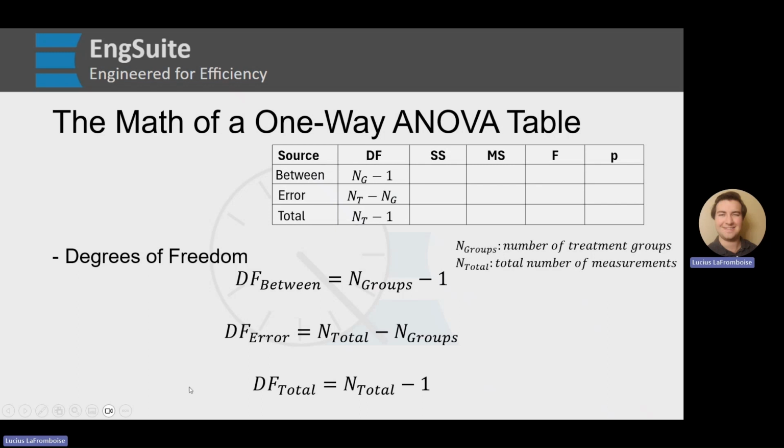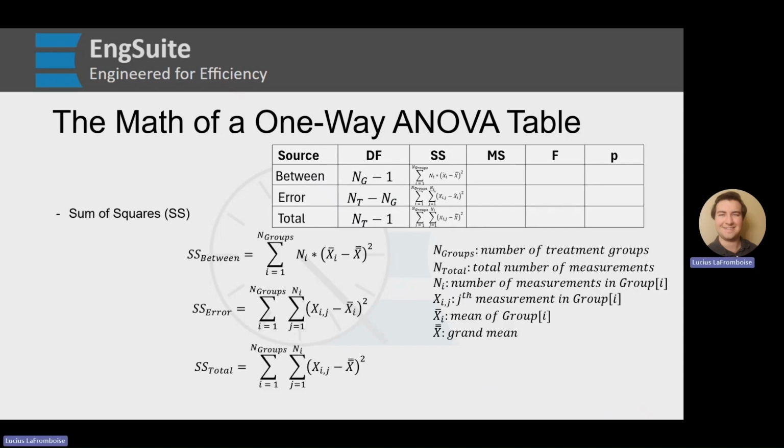error, and total. And for the degrees of freedom for between, it's the number of groups, number of treatment groups, minus 1. The degrees of freedom for our error is the number total, so it's the total number of measurements in all groups minus the number of groups. And then our DF total is the total number of measurements minus 1.